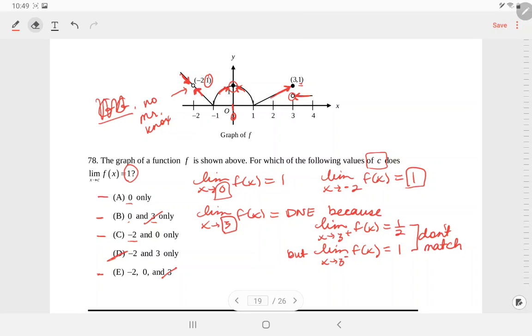So we decided that was a limit. So -2 does have a limit. So it should be this one, -2 and 0. So this one's a yes. This one was a no. This one was a yes.